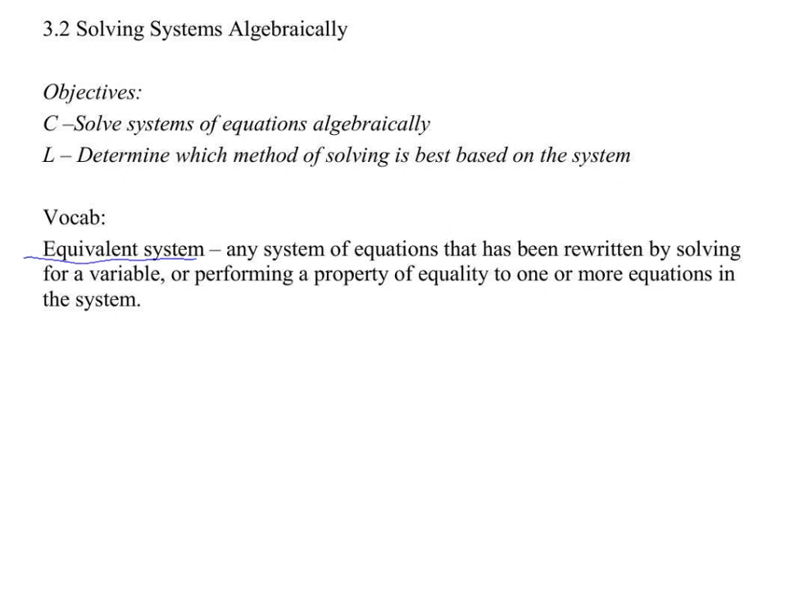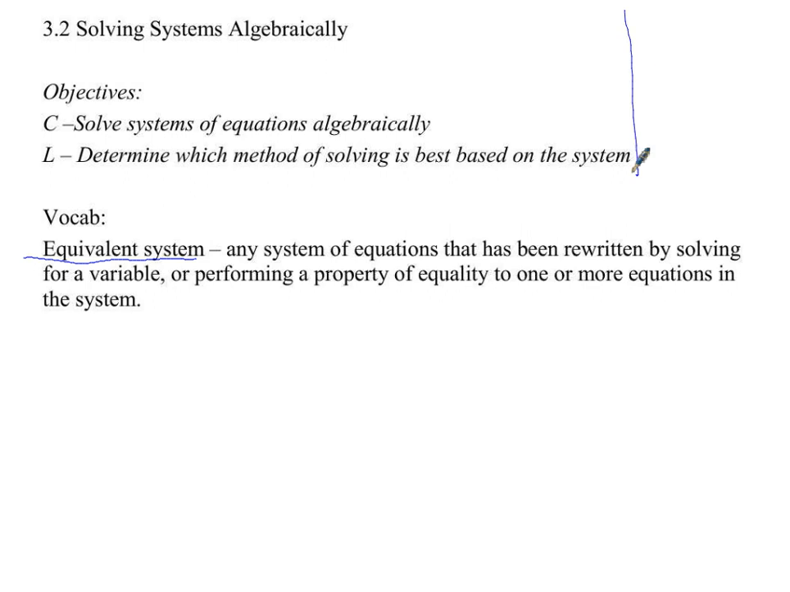Equivalent system is just any system of equations that I give you, and then you do something to it, like solve for a variable or perform some sort of property of equality to both sides of one of the equations. If you do something to a system, anything, then you have rewritten a new system of equations that is equivalent to the first one, and that is what an equivalent system is. So to use substitution or elimination methods, typically you're going to have to rewrite or multiply or divide or something, which means you're going to have to write an equivalent system.